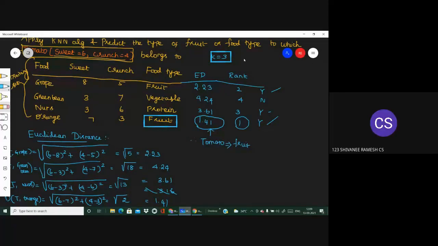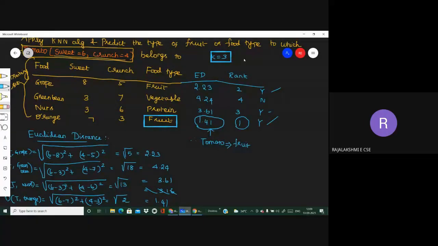Ma'am, what if the minimum value, K, is given as 4 and there are 2 fruits and 2 vegetables, ma'am? Then it can't be even. So in those cases, you can have one more classification method, or you can consider that particular value until you get a more training set.